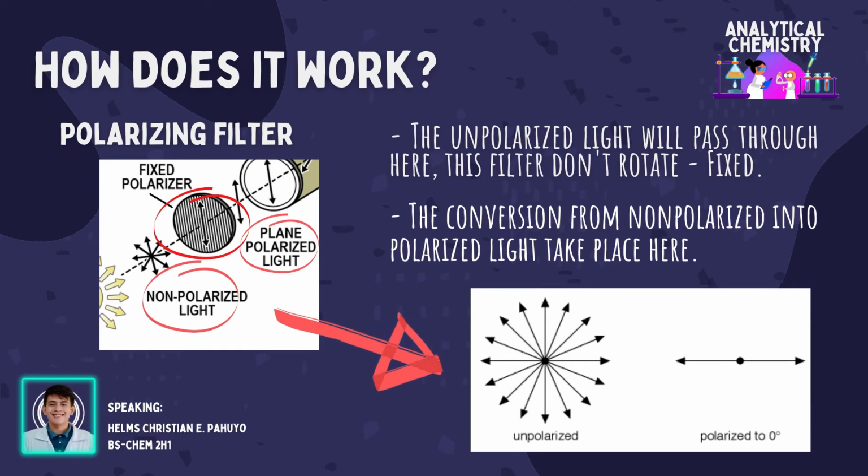This unpolarized light will pass through first with a polarizing filter. This filter does not rotate, and this is where conversion of unpolarized light into polarized light takes place. We can affirm the converted unpolarized light by the double-headed arrows. From this multi-headed arrow that symbolizes random oscillation of light wave in one spatial direction, or unpolarized light, it is converted into a polarized light whose light waves do not oscillate randomly.